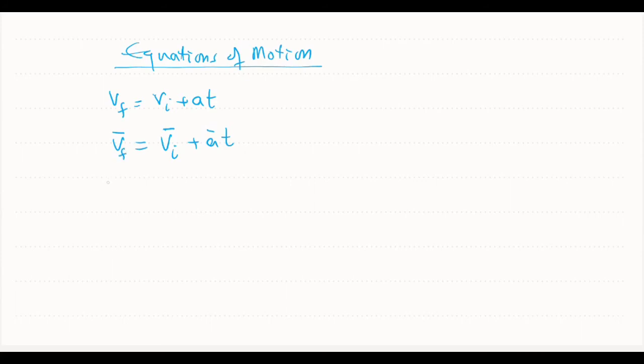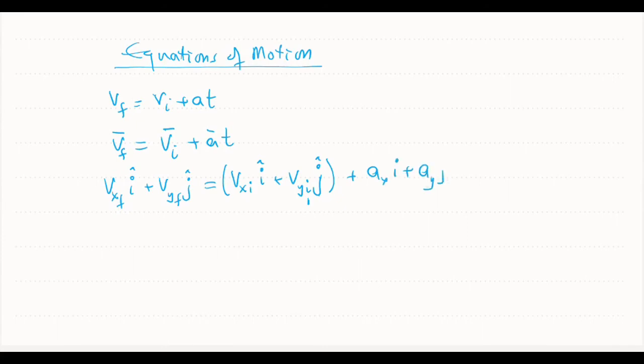and the vector V final would be Vx final i plus Vy final j. So the V is Vx and Vy, Vx i, Vy j, and they're both finals. And the next ones are both initials: Vx initial i and Vy initial j. This i means the direction vector. So that's the V initial, plus A would be Ax i and Ay j.